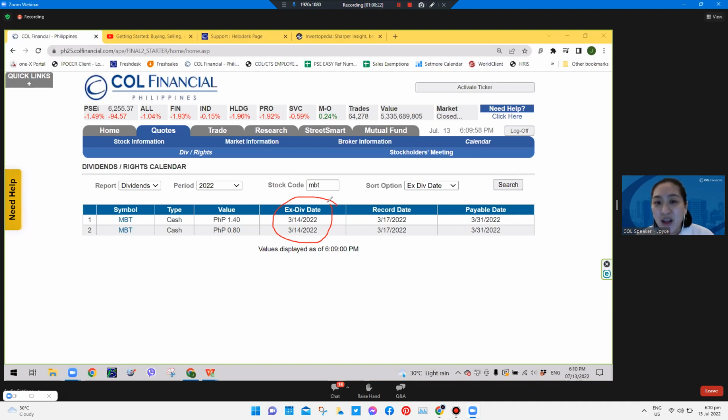In this case, for stocks, you have to have the stock a day before March 14. Take note, please have it a day before March 14. So if you have it on March 13, you will get the dividends. But if you buy the stock on March 14, which is the ex-date, you won't get any dividends. The reason why I'm emphasizing this is that I have had clients before who would ask, where's my dividend? How come I haven't received it yet? Only for us to find out they bought it on the ex-div date itself. So please buy it the day before.